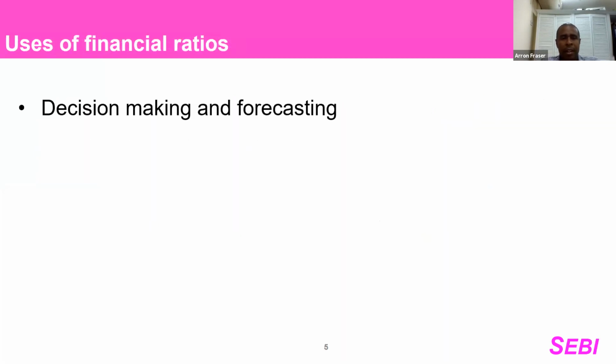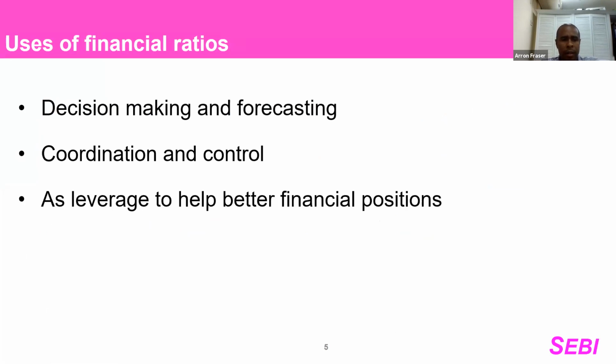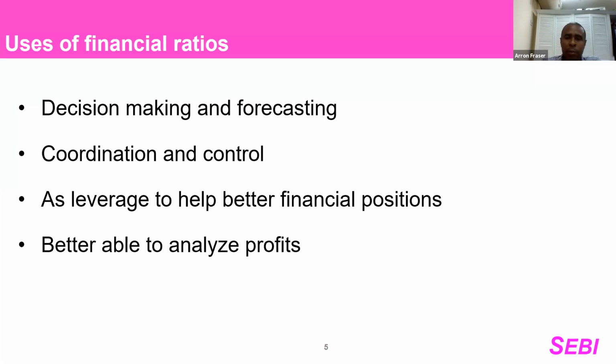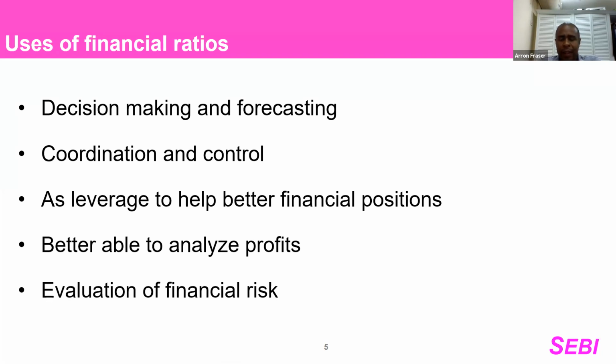So here again are the main uses of financial ratios. One, they help in decision making and forecasting. I'll go into them a little bit more, but I'll just cover them here. They help in coordination and control of a company. They can be used as leverage to help better the financial position of various stakeholders. You're better able to analyze profits, the origin of those profits, and where those profits are being sucked. It helps you to evaluate financial risk.